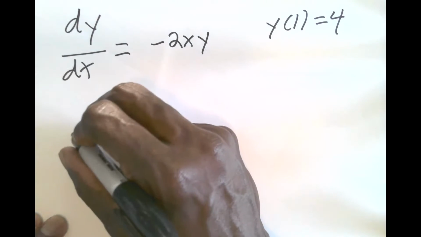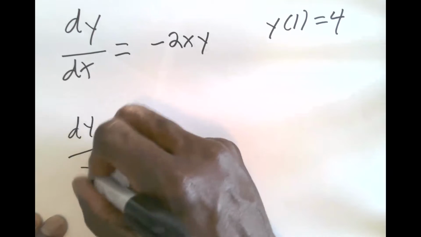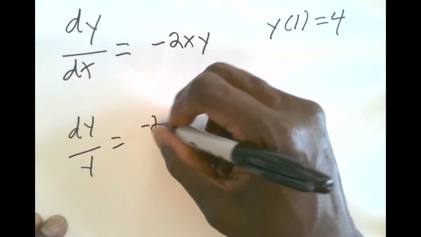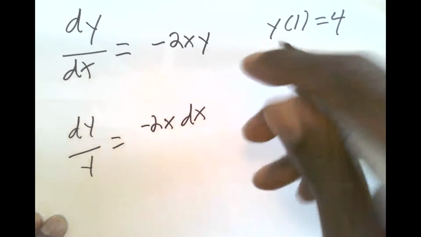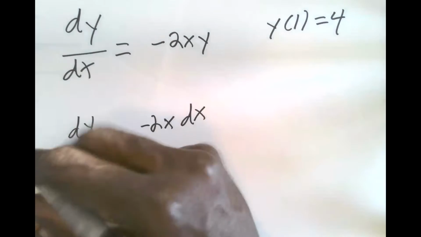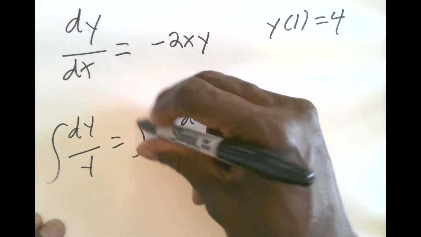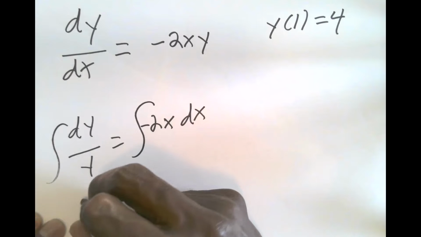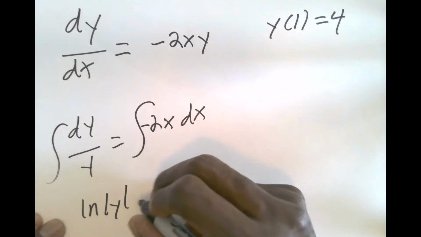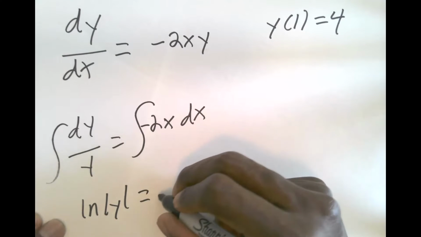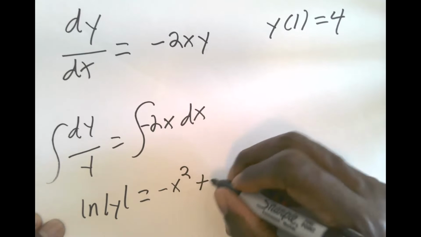So the y is coming here. This is dy over y, and that's going to equal -2x dx. First we separate, then we integrate. So we can go ahead and integrate this. When we do the integration, we'll get ln y, and that's going to equal -x squared plus c.